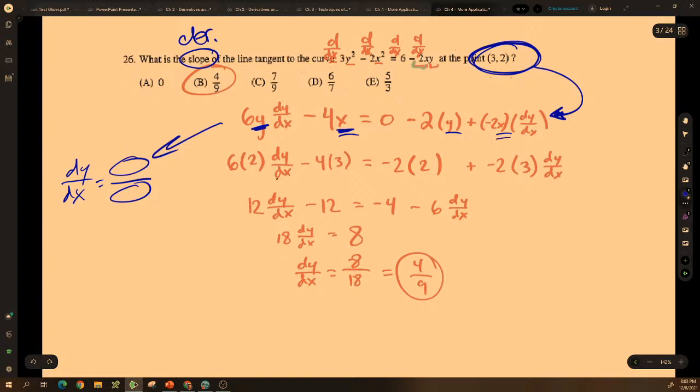So I went ahead and just plugged in. 6 times 2 is 12 dy dx, minus 4 times 3 is 12, equals negative 4 minus 6 dy dx. Add the 6 dy dx over. Add the 12 over. 18 dy dx equals 8. dy dx is 8 over 18, simplifying to 4 over 9.